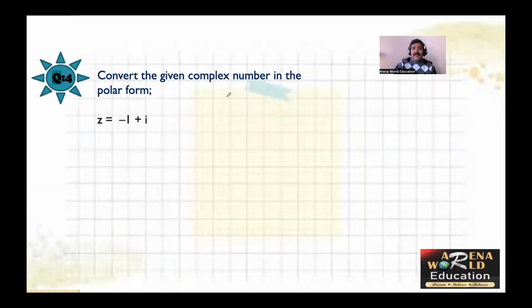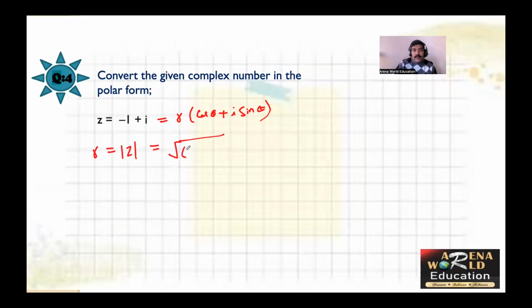Convert the given complex number into polar form. Same as before, what is our target? We will express this complex number in the form r into cos theta plus iota into sin theta. Right? Now, what is the next step? We will find the value of r. r is nothing but the modulus of z, right?